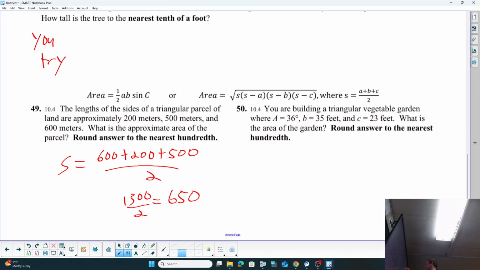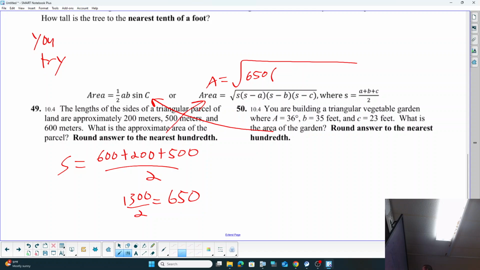Now you're going to use this formula here. So this one goes with this formula, and this one goes with this formula. We're going to do 650. Should we double check it? I don't want to lead you astray. It's 1300, yeah, it should be 13.